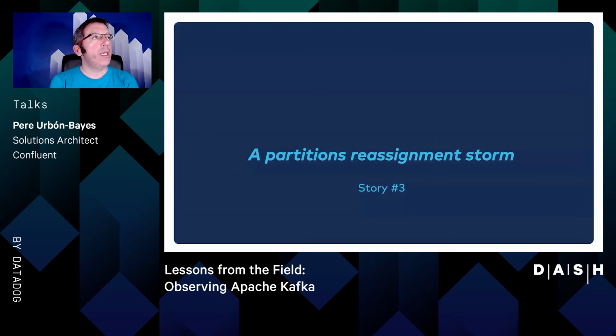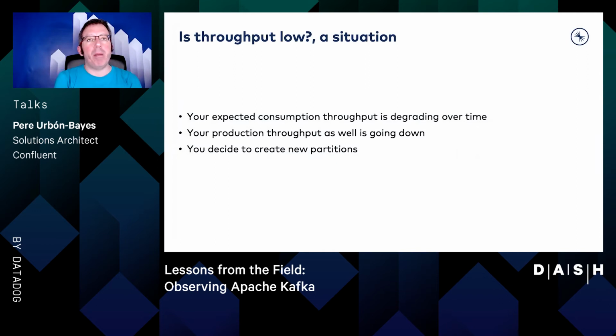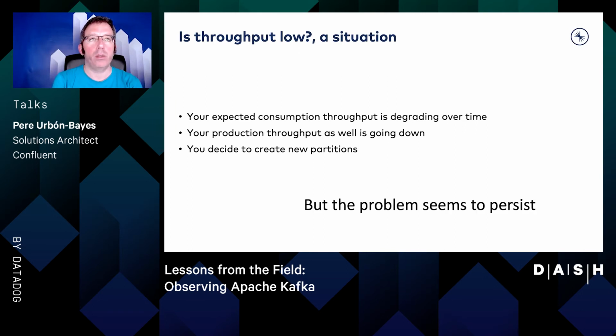The next story is about partition reassignment storms. It has happened to all of us that we wanted to move a partition from one node to another one, and we forgot to throttle. And then we got a storm. Remember this situation: is your throughput low? Your expected consumption throughput and even the production throughput is going down. So you decide to scale out and create new partitions. But the problems are still there.